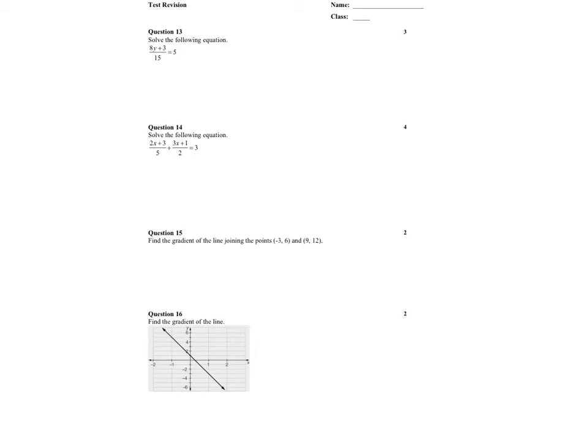Solve the following equations. Don't forget you can check your answers using your CAS. Okay, so let's just do these anyway. So multiply by 15 both sides. So I get 8y plus 3 is equal to 5 times 15. So subtract 3, 8y is equal to 75 minus 3. Y is equal to 72 on 8, which is equal to 9.